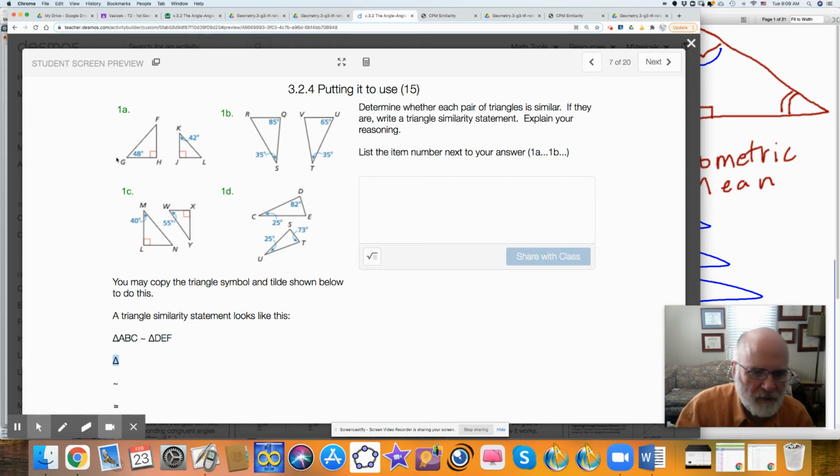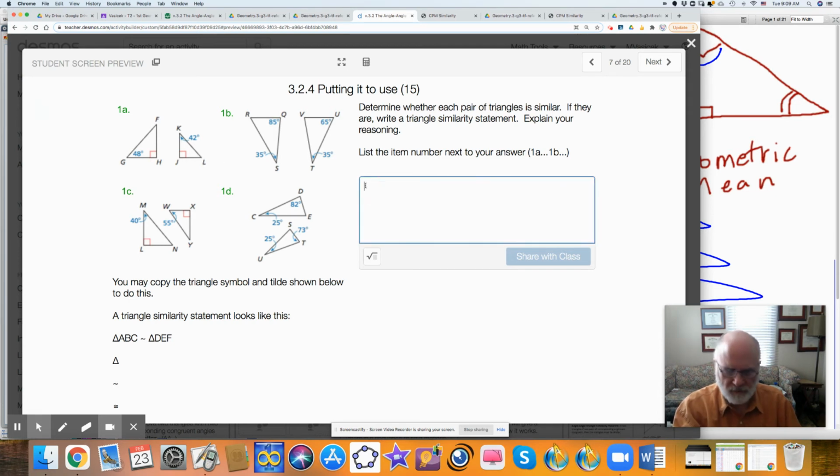In this first one, I have a triangle with H, which is 90. G has 48 degrees. This one doesn't have a 48 degrees marked, but how much is angle L? The 3 angles have to add to 180. So 48 plus something adds to 90. So I'm going to have 2 similar triangles. They don't necessarily have to be congruent.